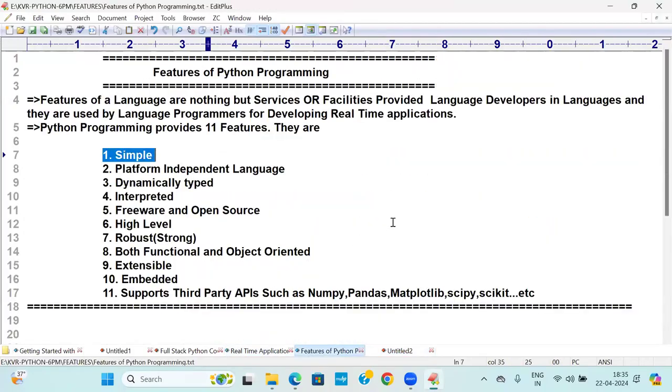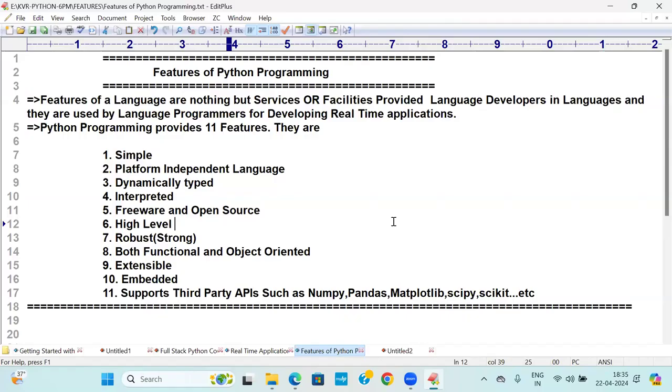So somebody asks you tomorrow, what is Python? You have to answer: Python is one of the simple, platform independent, dynamically typed, interpreted, freeware, open source, high level, robust, both functional and object oriented, extensible, embedded, third party supports API programming language. This is the definition of Python.